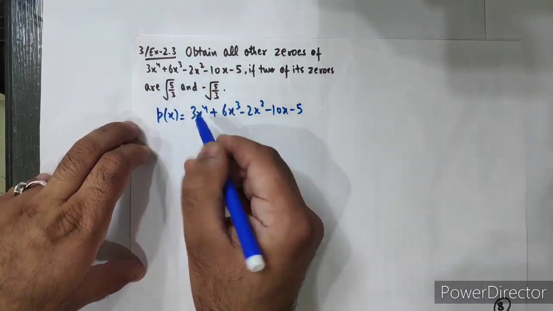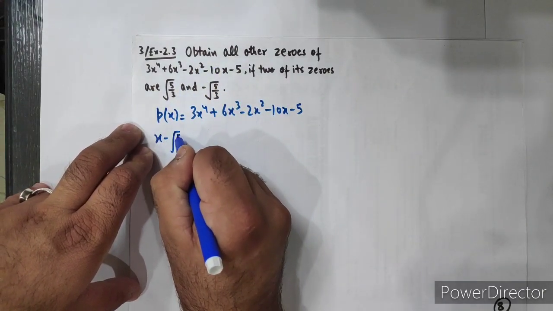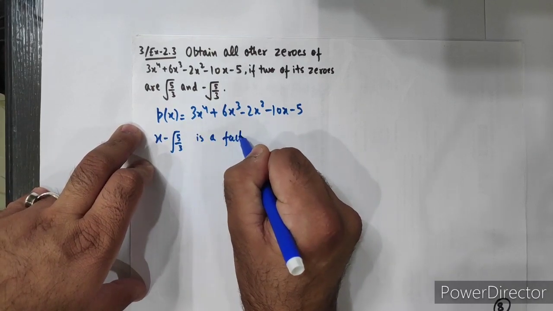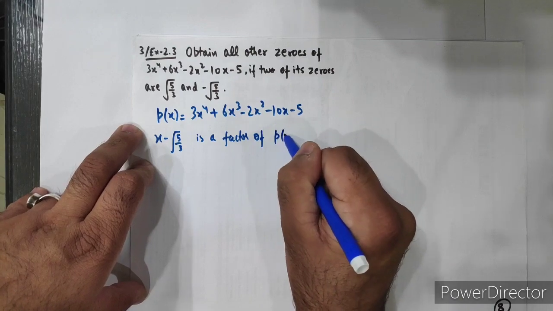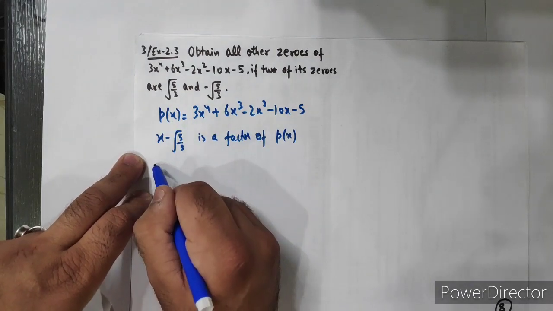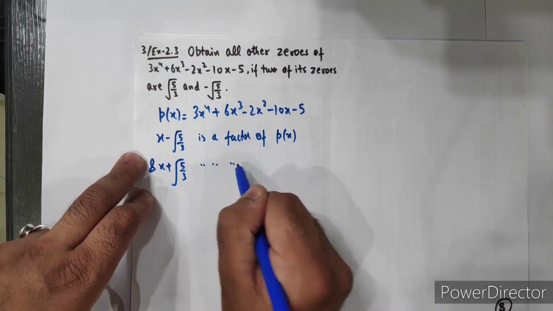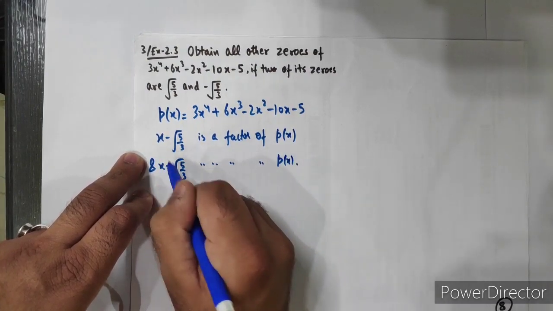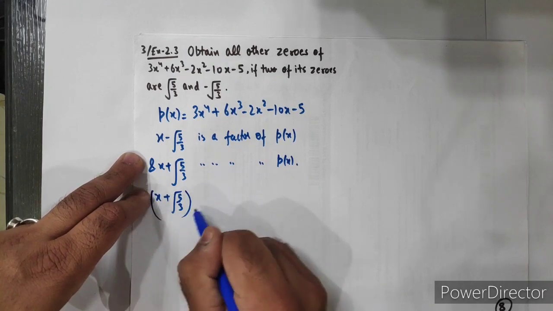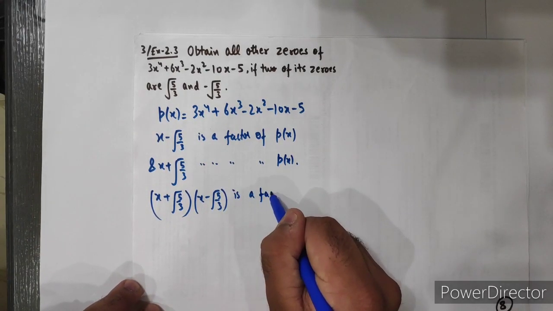So two zeros are given like this. So if this is a zero of this polynomial, we can say that x minus root 5 by 3 is a factor of p(x). Okay, this you can say by factor theorem, because this is a zero of this, so it will be a factor. Similarly, x plus root 5 by 3 is also a factor of p(x). Okay, so if these two are factors, so the product of these two, x plus root 5 by 3 into x minus root 5 by 3, this will also be a factor of p(x).